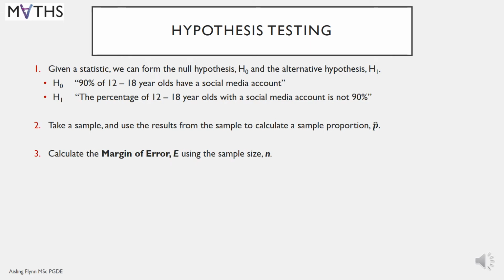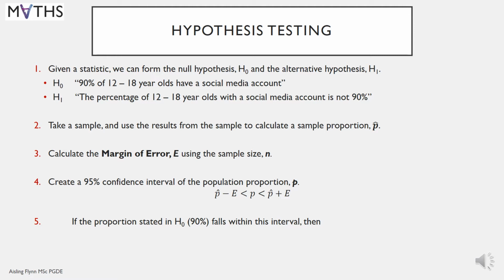The third step is to calculate the margin of error E using the sample size n, and whatever definition of margin of error is appropriate. After that, we can create a 95% confidence interval for the population proportion P, and we know that the true population proportion P should lie between the sample proportion minus the error and the sample proportion plus the error.